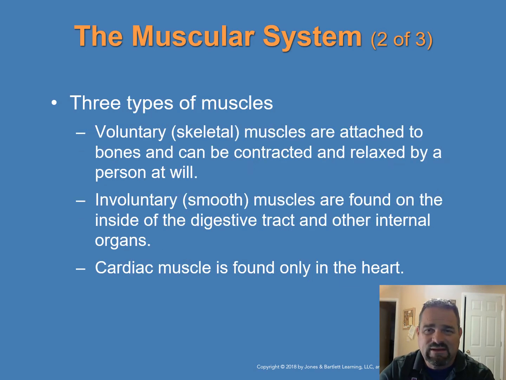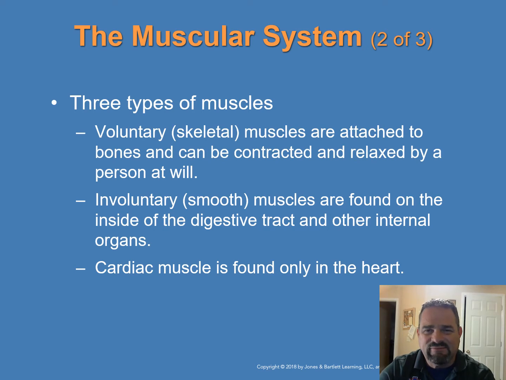There are 3 types of skeletal muscles, or 3 types of muscles, period. The first one that we're talking about is voluntary. Voluntary or skeletal muscles are attached to the bone and can be contracted and relaxed by a person at will. They are responsible for the movement of the body.